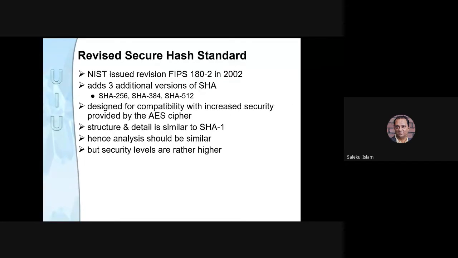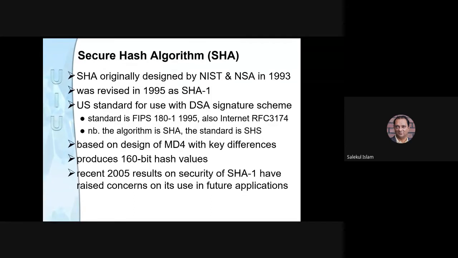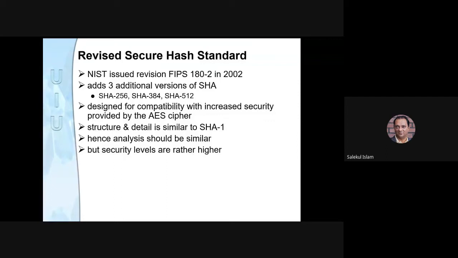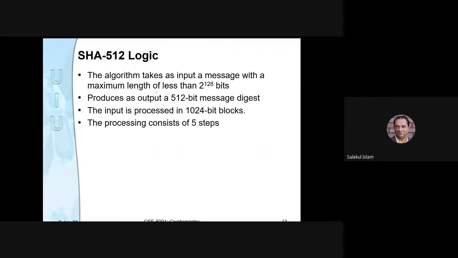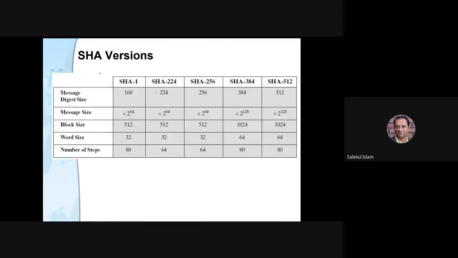SHA was first, here we have some little bit of history, not that much important. The important part is we are going to study SHA-512. So SHA-512 means this is our column, so we are going to study this part.